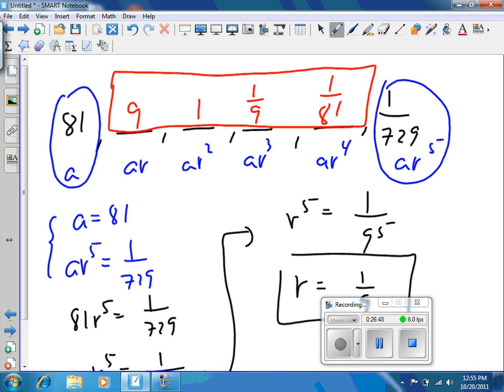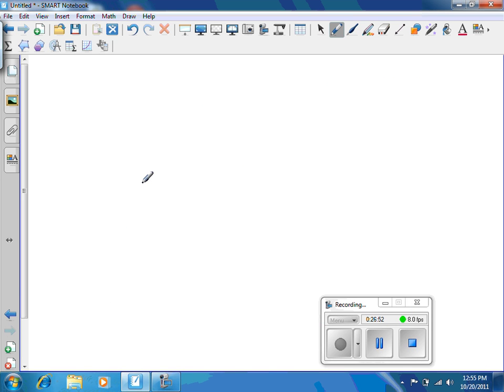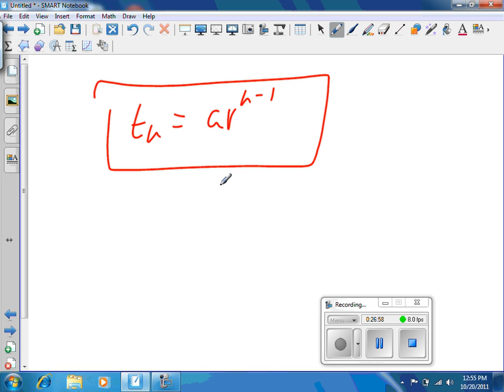Okay, so in summary, geometric sequence, formula, ar to the n minus 1, memorize, know what the variables stand for, and that nice little picture that we've been drawing, right? And that visual. That's it. You guys can do the rest of these questions. Questions 1 to 15.